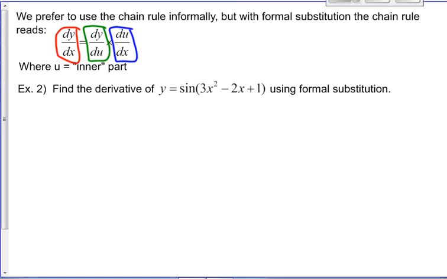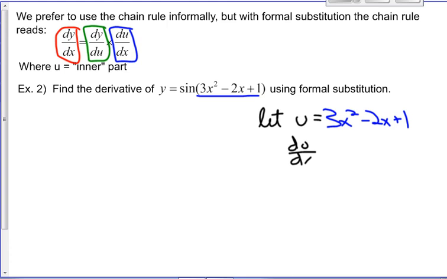So if we use formal substitution to do the one we just did, we already set it up and said the inner part was 3x squared minus 2x plus 1. So we'll say let u equal 3x squared minus 2x plus 1. That is the inner part of this function. And we're going to get the same result. We're just going to do it formally. The derivative, well, du by dx, it's just the derivative of that. So it'll be 6x minus 2.